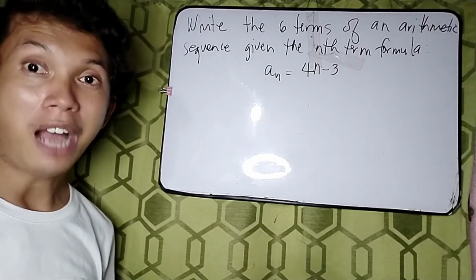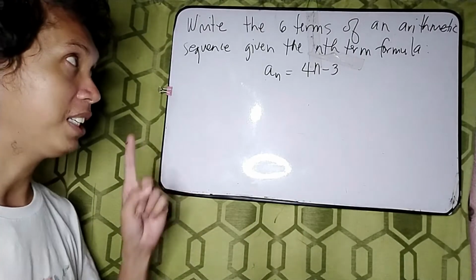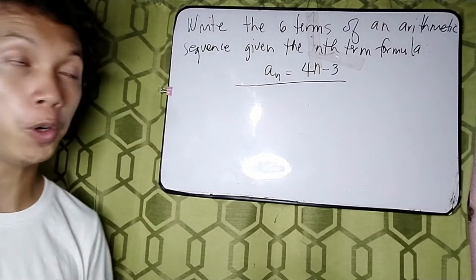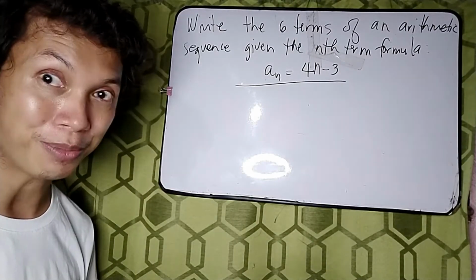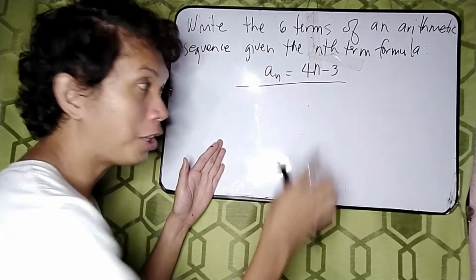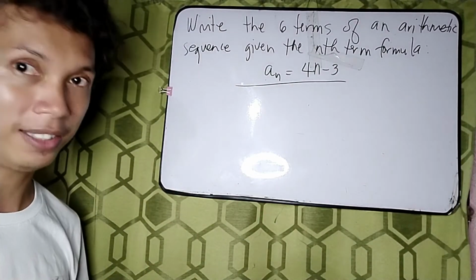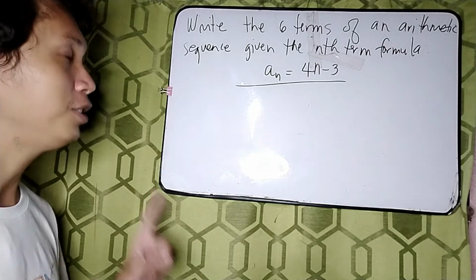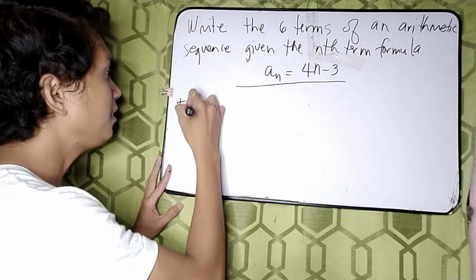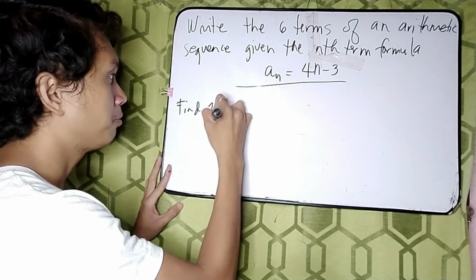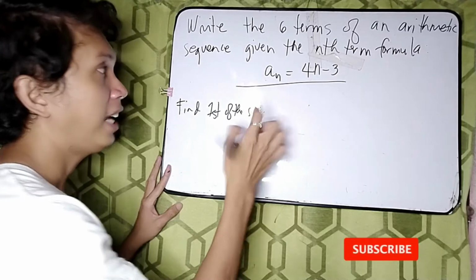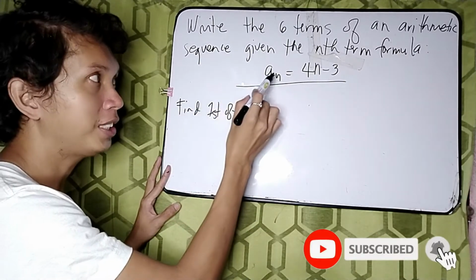Now let us answer this problem. The given is the nth term and we are going to look for the 6 terms. So we're going to write down the 6 terms of the arithmetic sequence, and to do that we have to find the first term of the sequence, and we are going to use this.